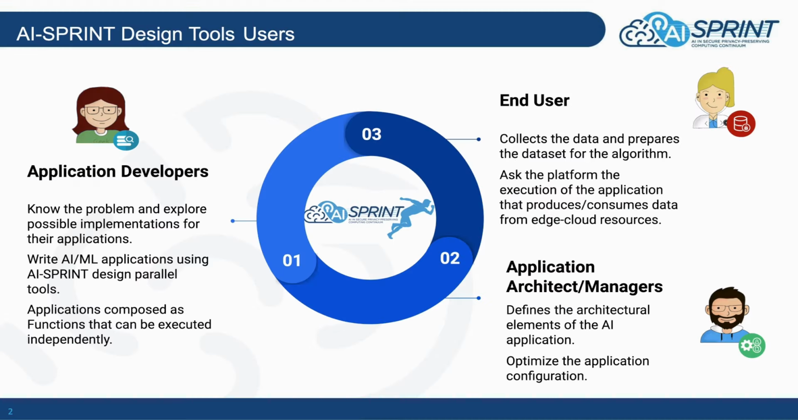In this video, I'll cover the iSprint design tools layer of the iSprint platform. First of all, at this level, we have the following users of the iSprint platform. We have the application developers who know the scientific problem and explore possible implementations for their applications. This application can be written using the iSprint design parallel tools that we will see later, and the application can also be composed of functions that can be executed independently as a service on the virtual infrastructure.